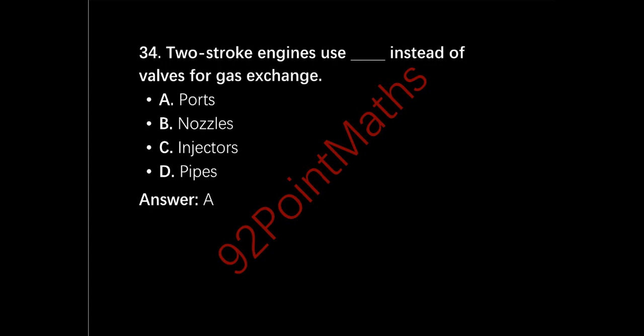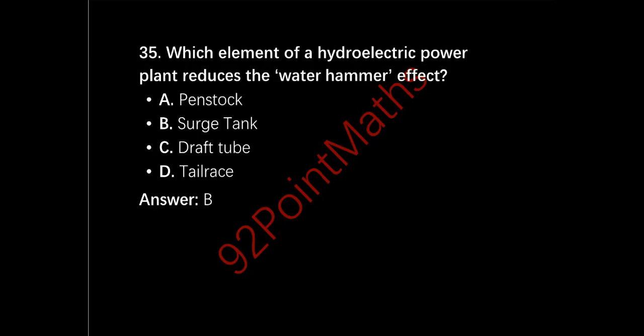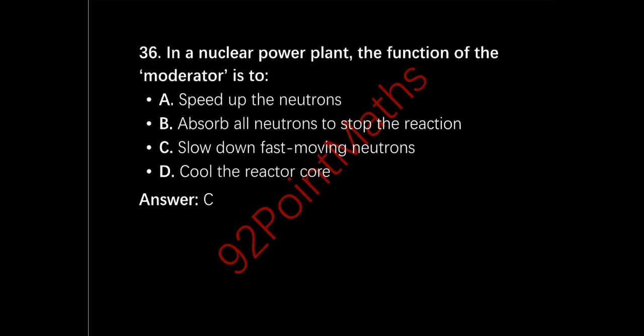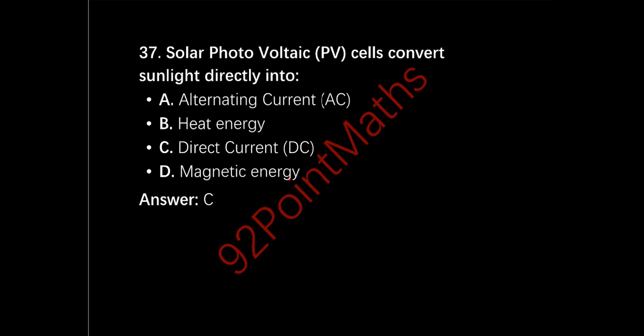Two-stroke engines use dash instead of valves for gas exchange. Option A, ports. Which element of a hydroelectric power plant reduces the water hammer effect? Option D, surge tank. In a nuclear power plant, the function of the moderator is to slow down fast moving neutrons.